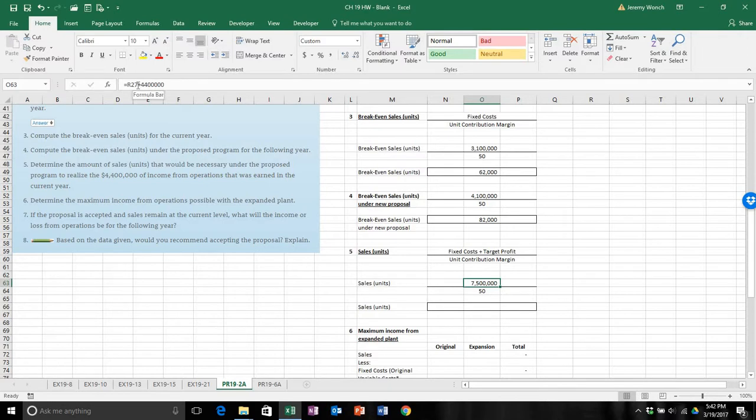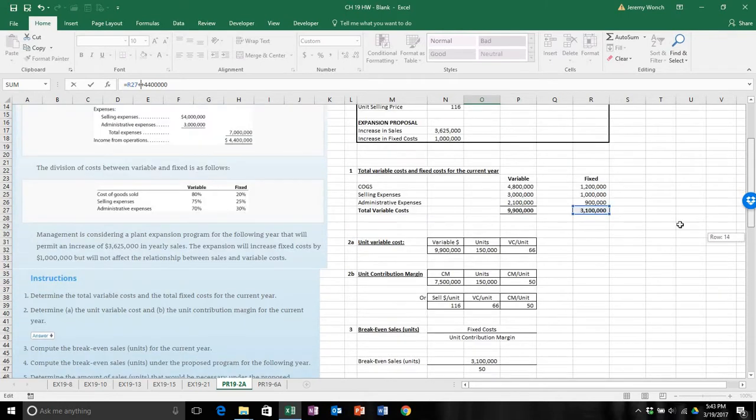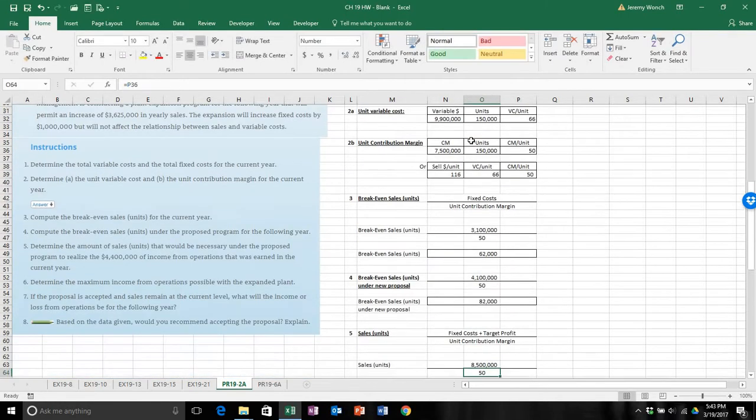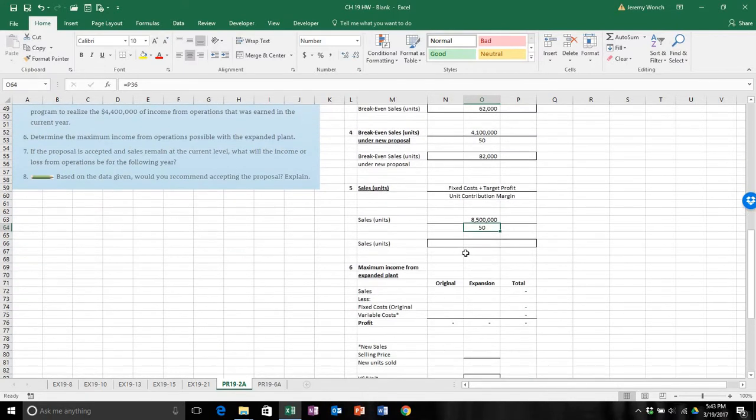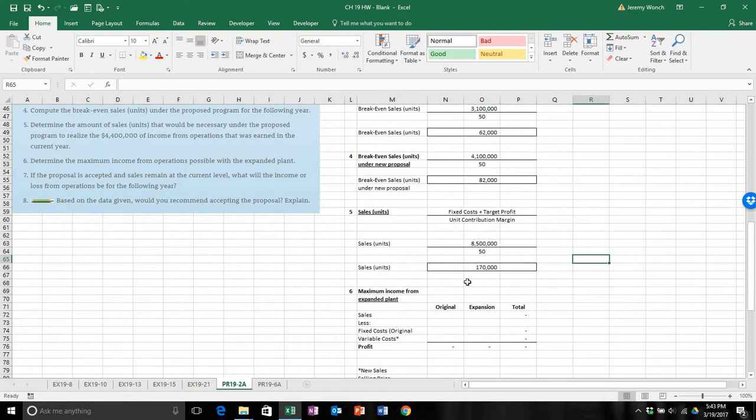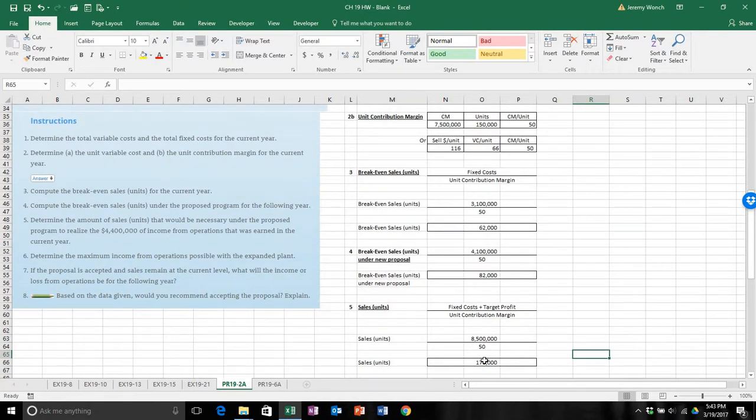So our fixed cost is going to be the original 3.1 plus our $1 million. So fixed cost plus we're hoping to have a profit of 4.4 million, divided by our unit contribution margin. So that means under this new program, if we're going to expand the plant and we want to have $4.4 million of profit, we have to sell 170,000. Or sorry, 170,000 units.